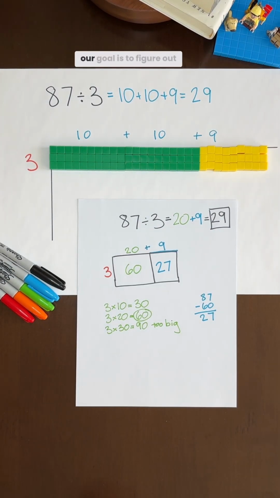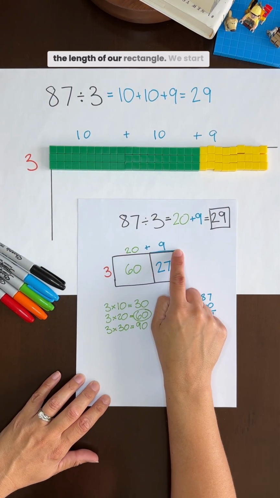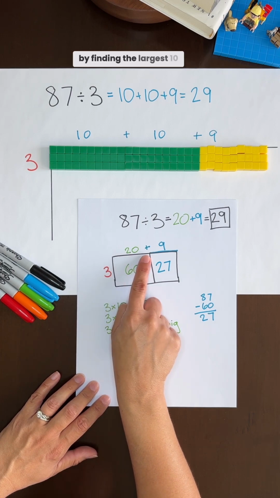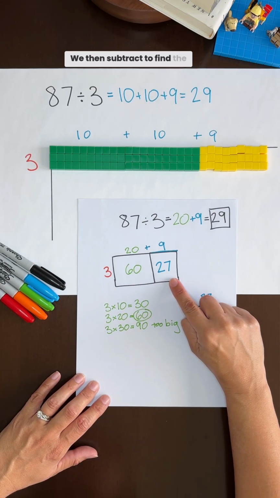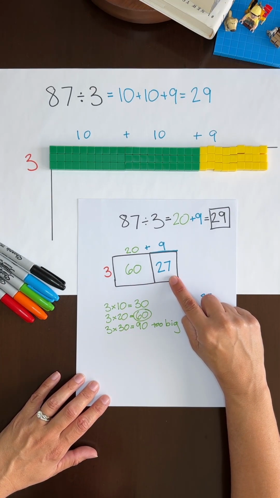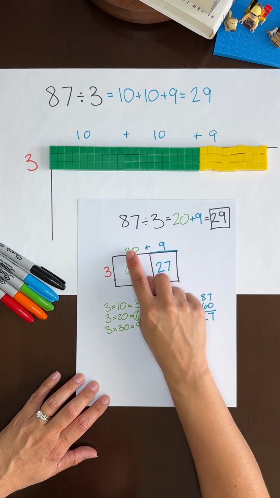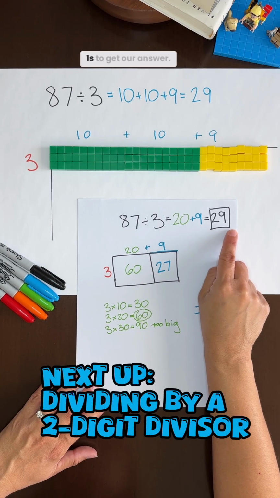To recap, our goal is to figure out the length of our rectangle. We start by finding the largest 10 that we can multiply by 3 and have it be less than 87. We then subtract to find the area of our ones, and then use that to find our final length. We then add up our tens and our ones to get our answer.